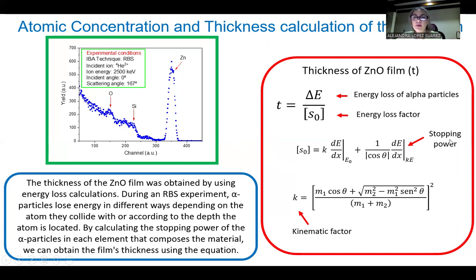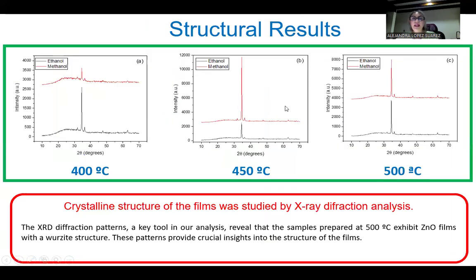Here we have the stopping power. By using the stopping power, we can calculate the energy loss factor, and then we measure the energy loss of the alpha particles in the RBS spectrum. So we obtain the thickness of the film. Then we study the structural results for each of the temperatures, and for ethanol or methanol.